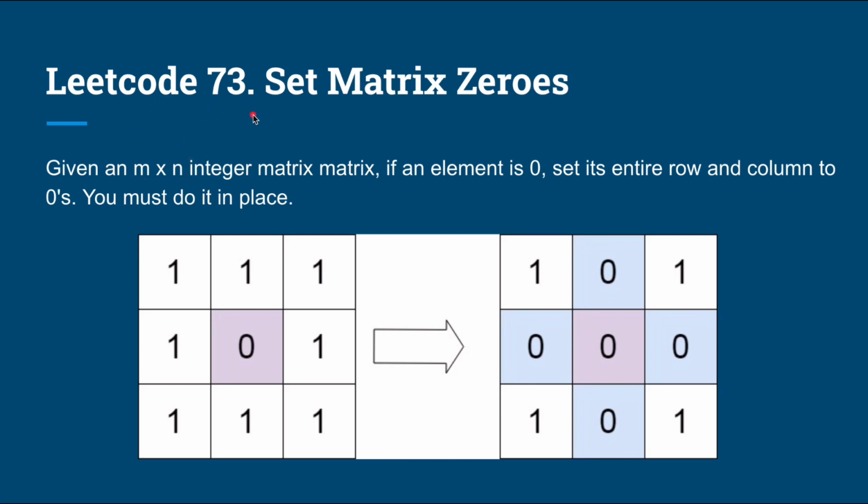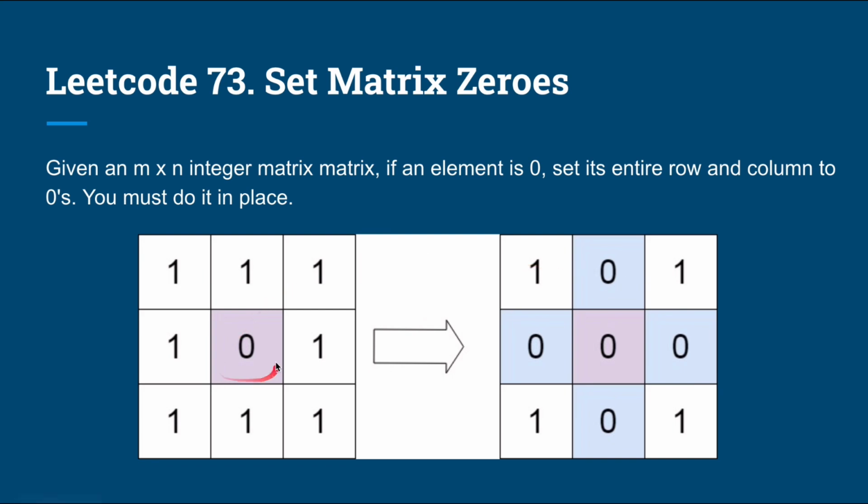So the question is Leetcode 73, Set Matrix Zeroes. You are given an m cross n integer matrix, right? And if an element is 0, set its entire row and column to 0. You must do it in place. For example, we have been given this matrix and we have to convert it into this, right?